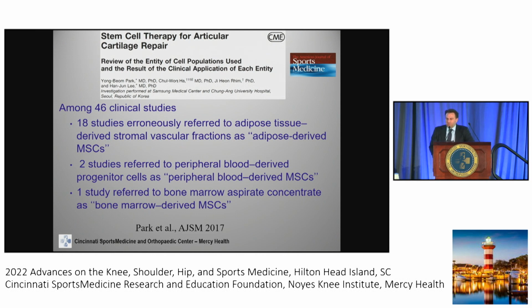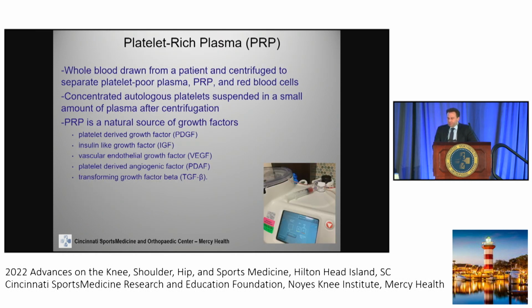Two studies referred to peripheral blood progenitor cells as, again, mesenchymal stem cells. And another study claimed that there was a marrow aspirate concentrate, but it actually stated that it was a mesenchymal stem cell. So, false claims and inconsistency in the nomenclature. With that being said, let's go ahead and talk about some of the agents. We'll give you a brief overview of the most common agents that are utilized.